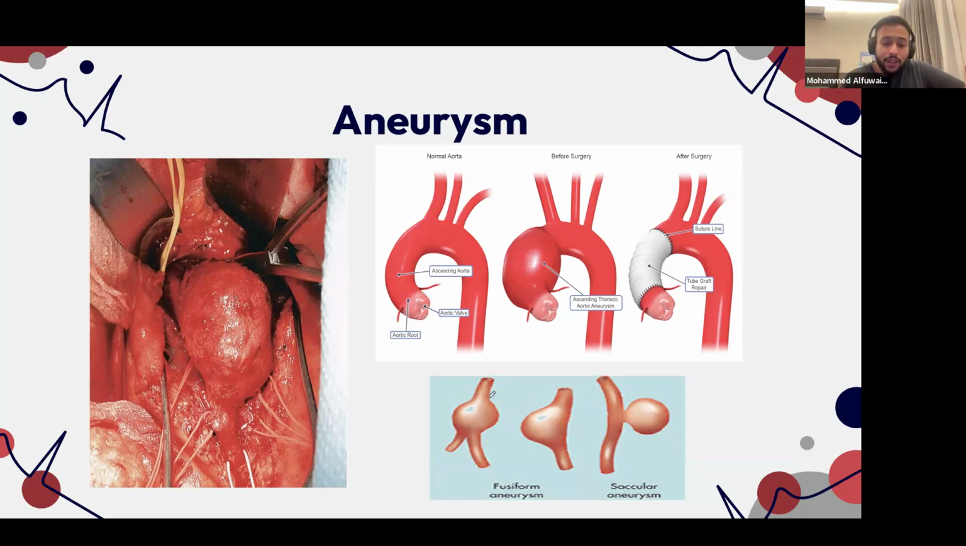If it involves the entire wall circumferentially, this is what we call a fusiform aneurysm. And then this will involve one part of the wall, okay? This is what we call a saccular aneurysm. Now, where do these aneurysms occur? Most common locations are the brain and aorta. It can happen anywhere else, but brain and aorta is what you need to remember.